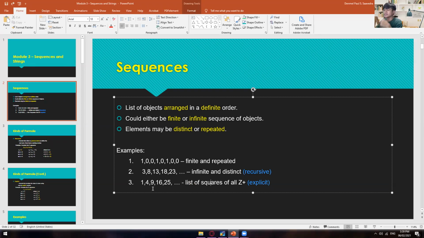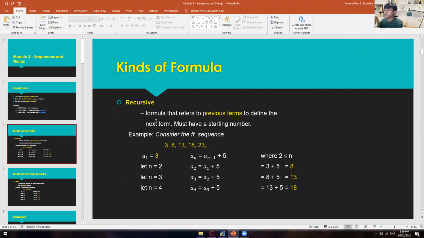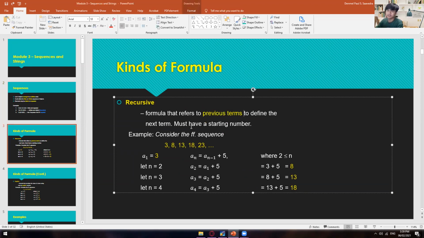Moving on, we have here the full definition of recursive. As I mentioned a while ago, it is a formula that refers to previous terms to define the next term. It must have a starting number. Without a starting number, you won't be able to answer the following terms. As you can see right here, we have the first 5 terms: the first, second, third, fourth, and fifth term, and so on and so forth. And we have this formula.